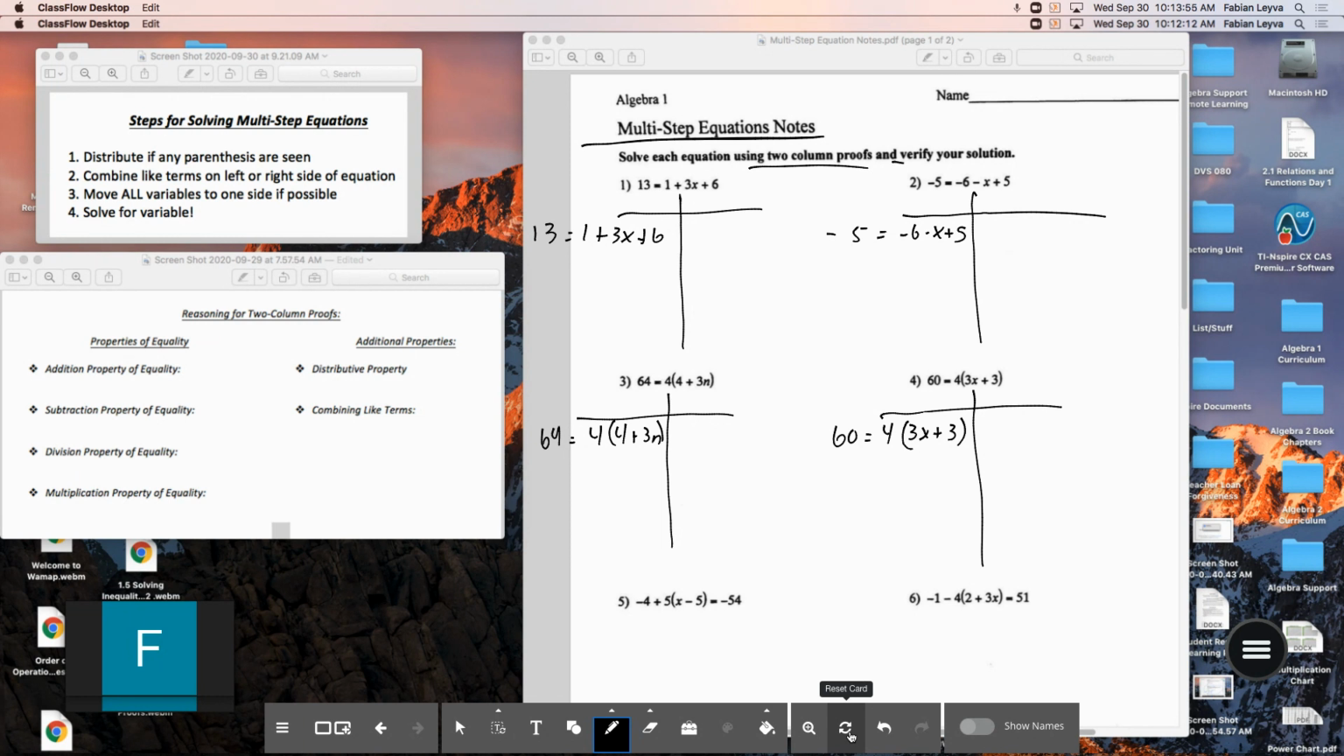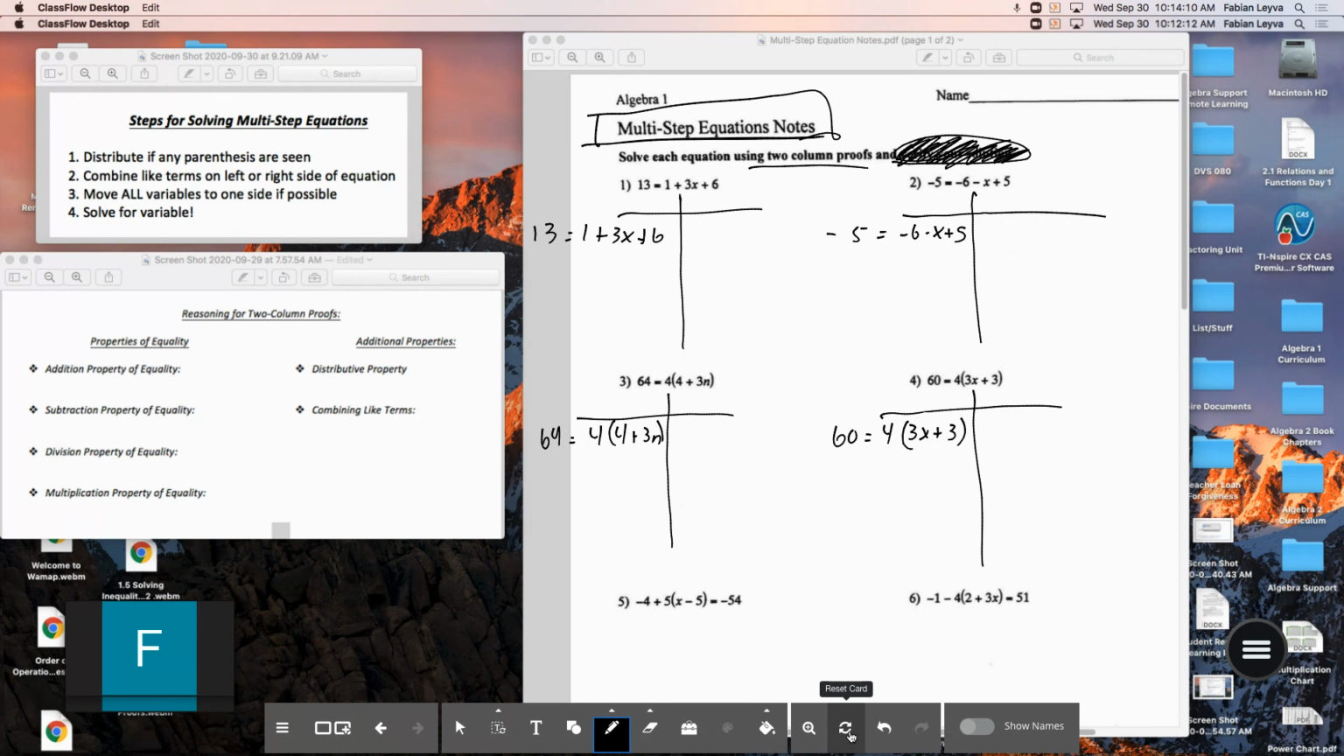Now, keep in mind that the directions do say verifying solutions, but I'm going to skip that for this video and I'm going to cover it in the next one. So don't worry about verifying your solutions, especially when we're starting off with these multi-steps. I'll let you know when you have to do that in the directions.